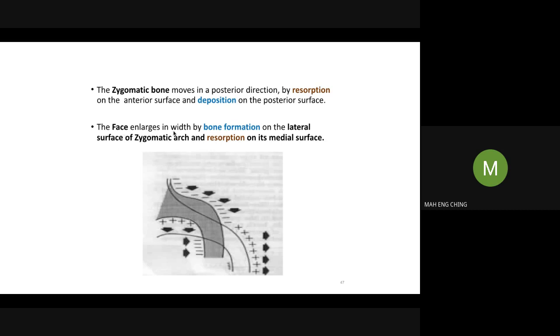Then the face is also enlarged in width by bone formation on the lateral surface of the zygomatic arch and resorption on the medial surface. So you see from the side, we have deposition on the lateral surface of the zygomatic arch, and then we also have resorption on the opposite side, which is the medial surface.